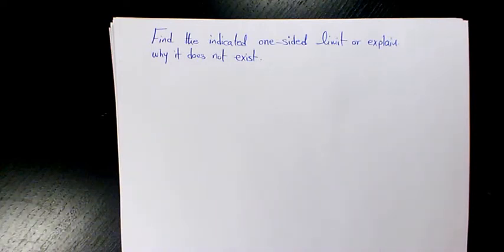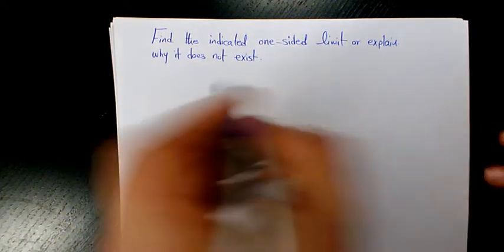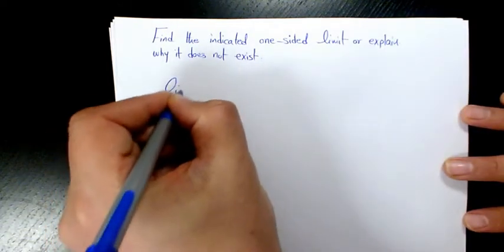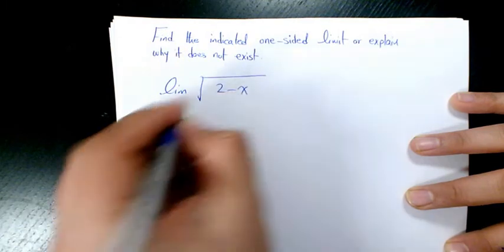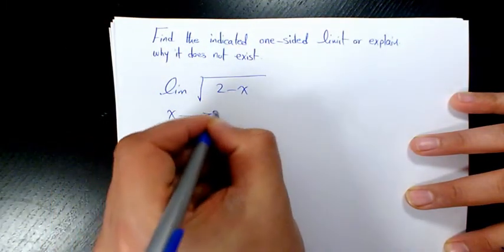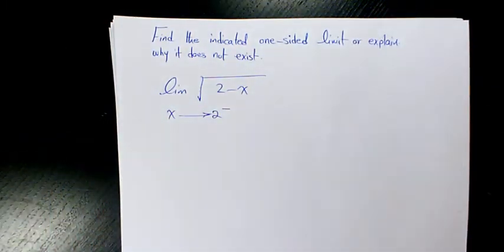Welcome to another video. In this video I want to talk about one-sided limits and how to evaluate a right limit or left limit, or explain why it doesn't exist. I'm going to show you some examples. The first one says: limit of square root of 2 minus x when x is approaching 2 from the negative side.